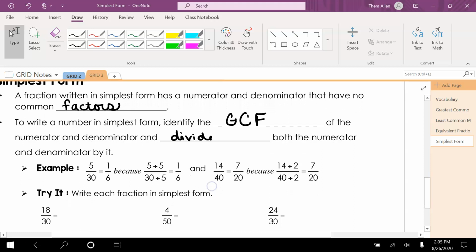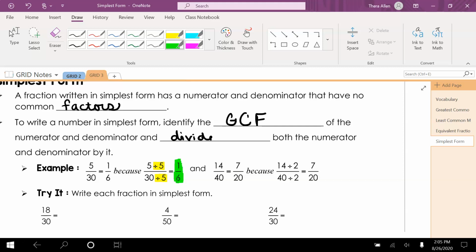For example, 5/30 equals 1/6. 5/30 is equivalent to 1/6 because 5 divided by 5 is 1 and 30 divided by 5 is 6. This is now in its simplest form. There are no other common factors that you can divide 1 and 6 by to get another equivalent fraction. That puts it in its simplest form.